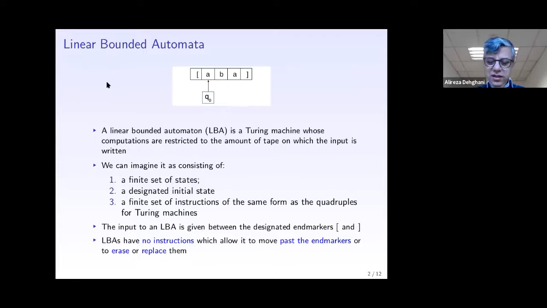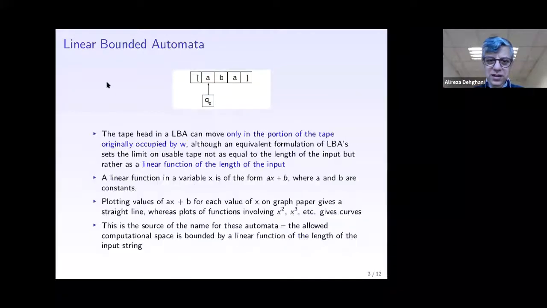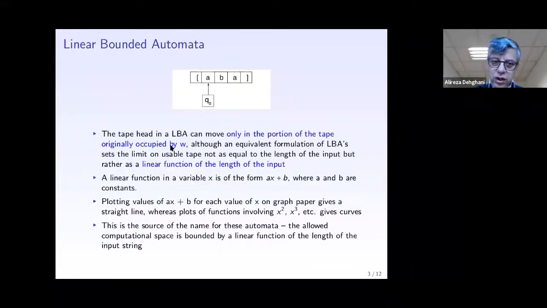But why is it called linear? I hope the next slide covers it, but I'm curious to mention it. The tape head can move only in the portion of the tape originally occupied by W, the input string, although an equivalent formulation of LBA sets the limit on usable tape as a linear function rather than equal to the length of the input. So we say for the LBA, the area of the tape you can use is exactly the same size as the string, as you can see in this picture.